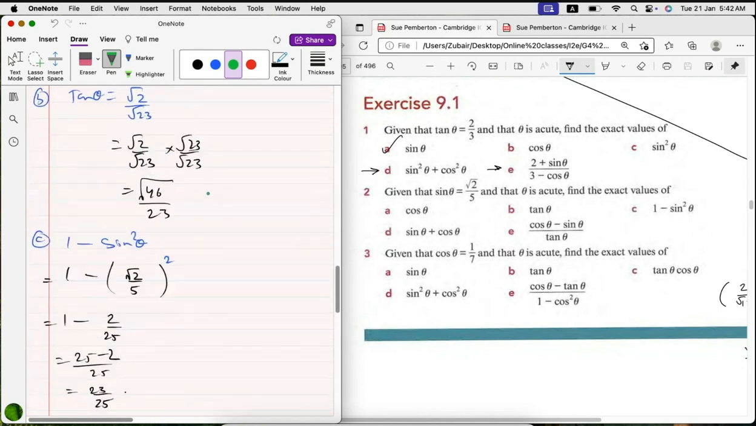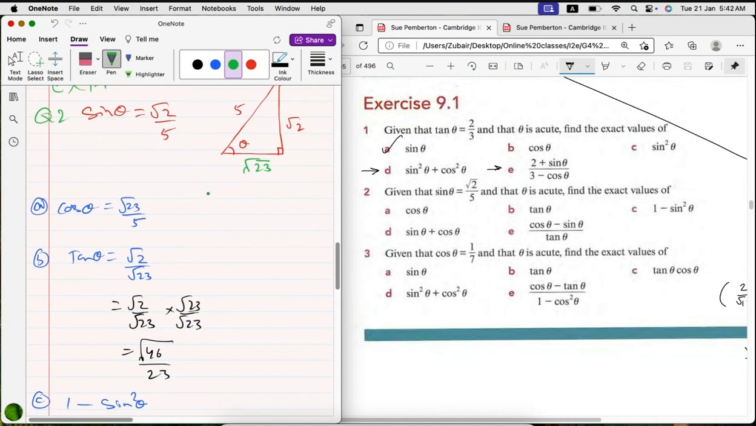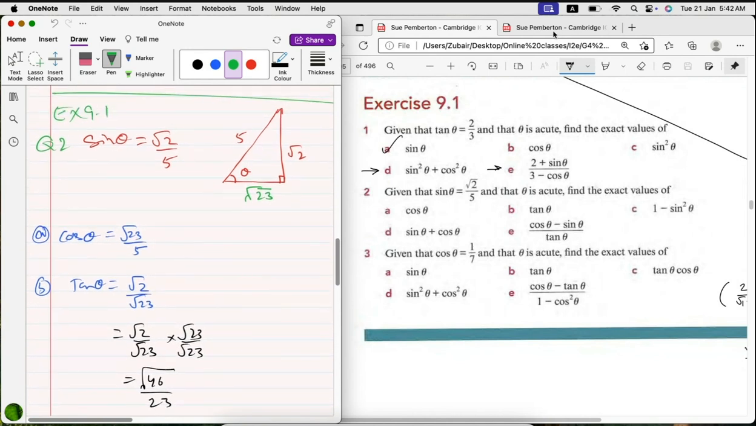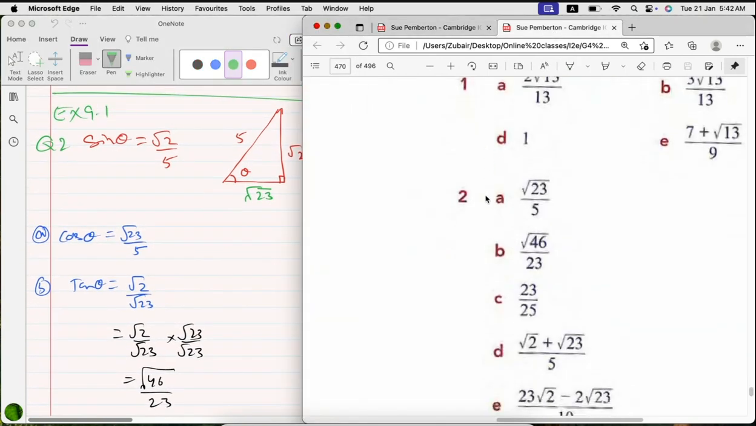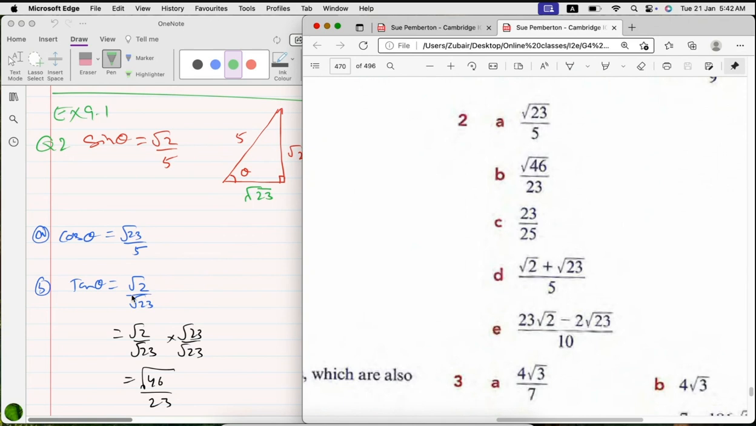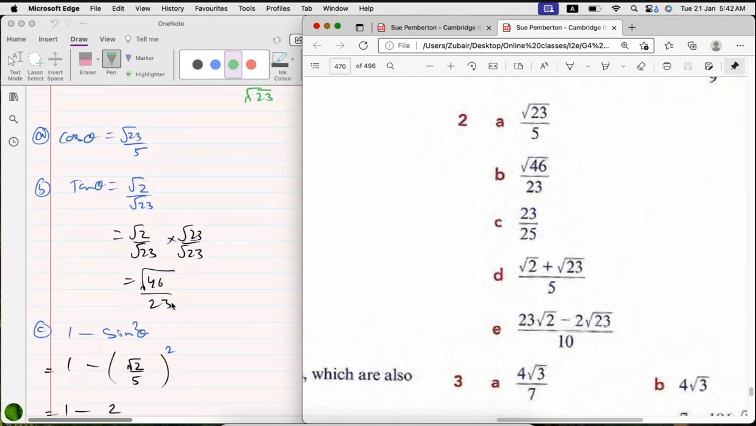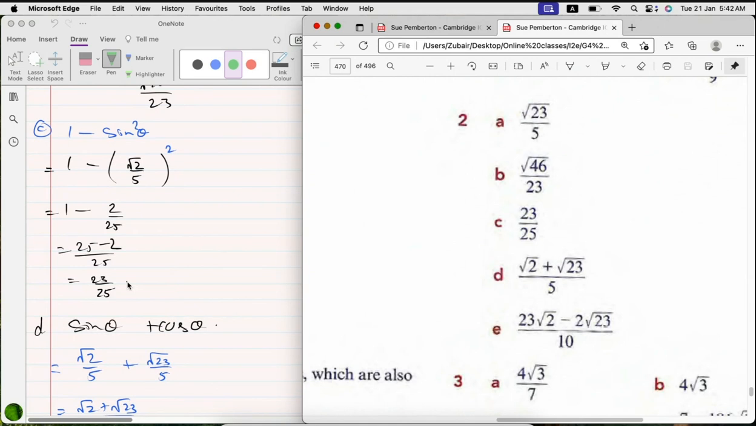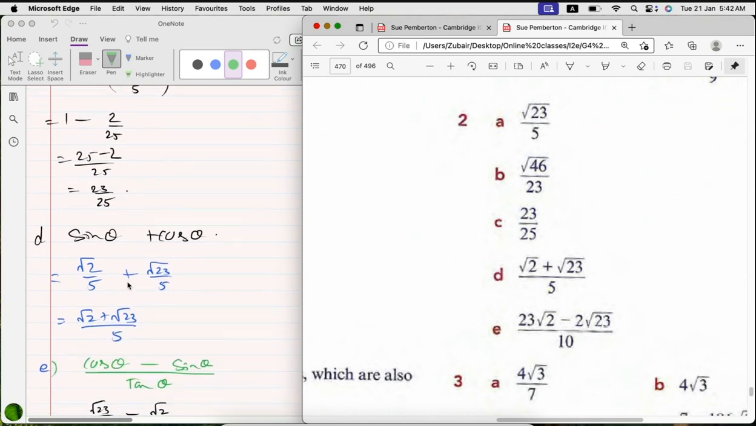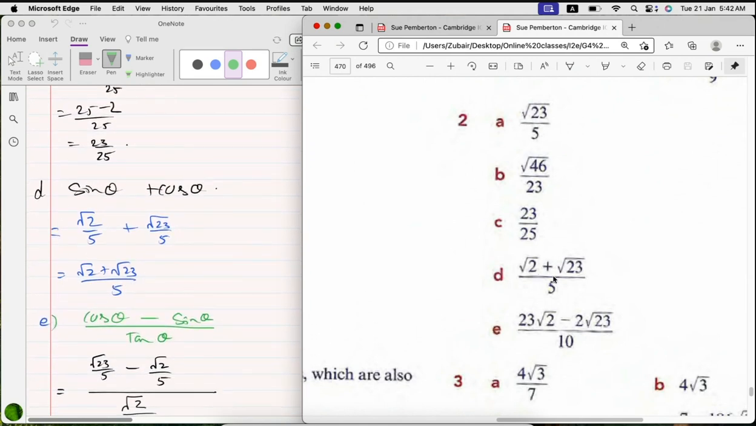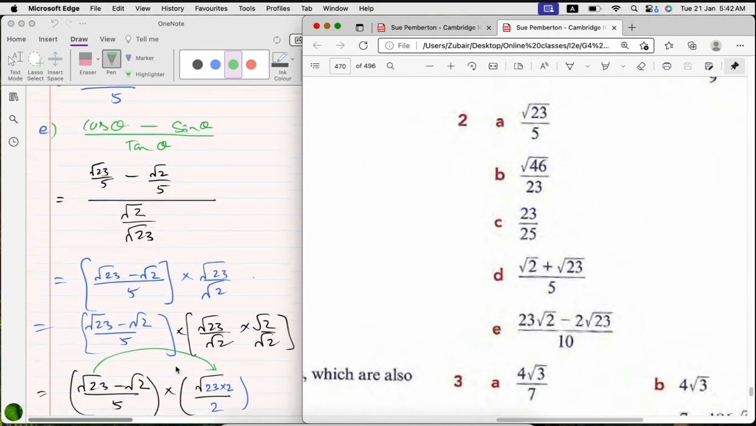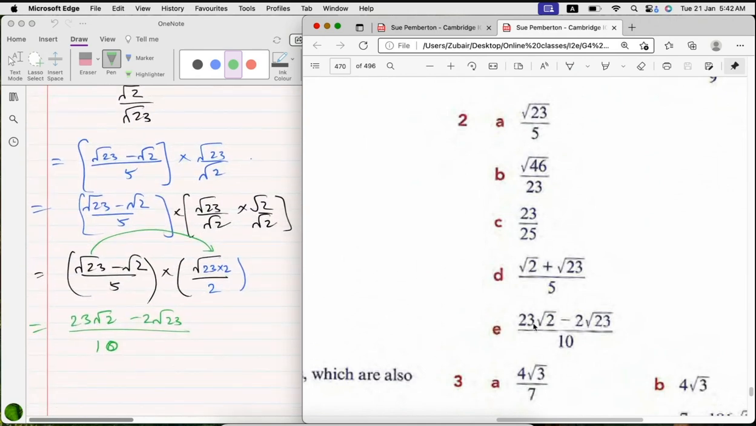Let's see the answers. 9.1 question 2. 23 over 5, first one. Second, tan theta is root 46 over 23. Third is 23 over 25. Fourth is root 2 plus root 23 by 5. And fifth is 23 root 2 minus 2 root 23 over 10.